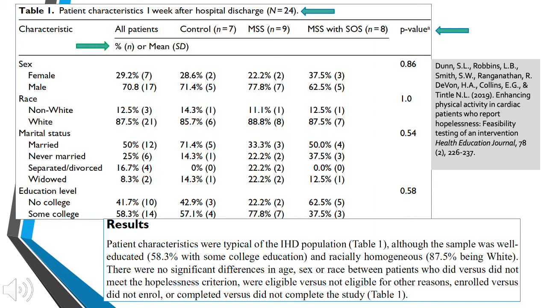We also see the p-value indicating whether there were statistical differences across groups. None of the values are less than 0.05, and therefore there were no statistically significant differences between groups. You can also evaluate if the results in the text match the information in the table or figure. If the information is not consistent, then you need to make a judgment about the credibility of the results.